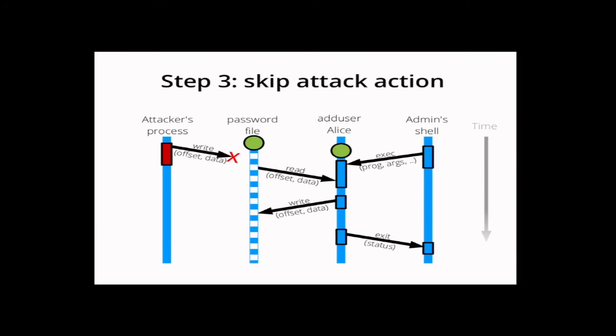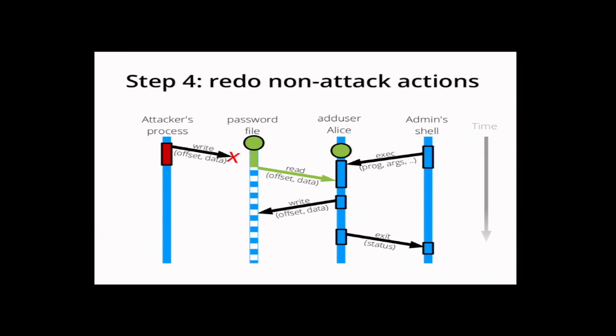And then we're going to re-execute some of the actions that are indirectly affected by those changes in our history. Here we just re-execute the read system call of a user process because the read system call was affected by the password file. Because this read system call affects the execution of the user process, we first roll back the user process and re-execute, starting from the exec system call.